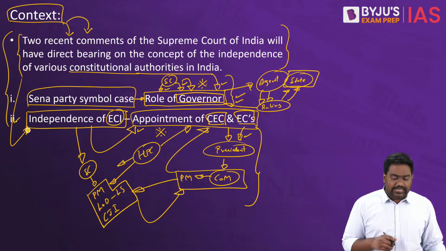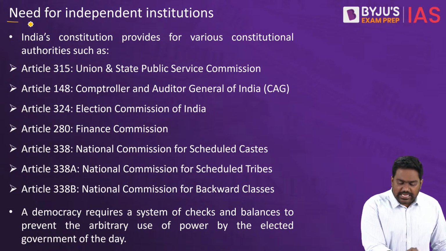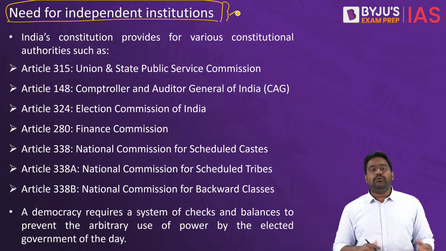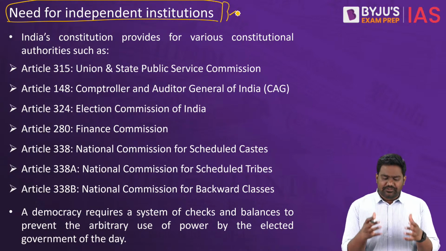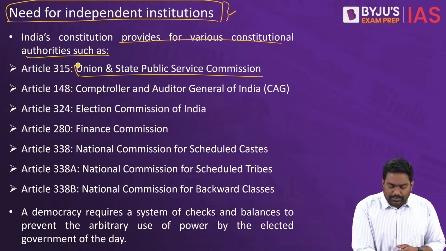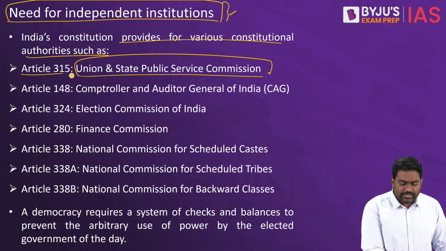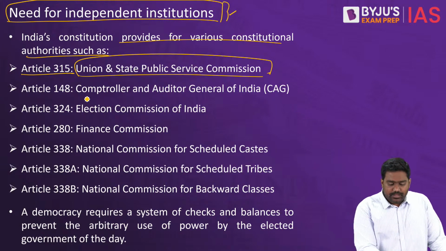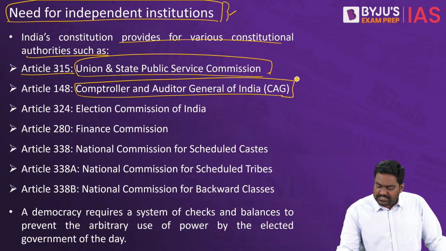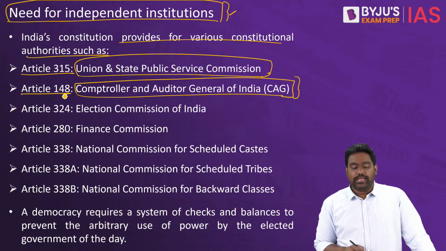So in this context, the writer is further diving deep into this topic and looking at the need for independence of our constitutional authorities. Now, if you look at the Indian Constitution, there are several constitutional authorities. For example, we have the Public Service Commissions, the Union and State Public Service Commissions, established under Article 315. You have the CAG, the Comptroller and Auditor General of India, who plays a critical role in auditing the finances of the state under Article 148.